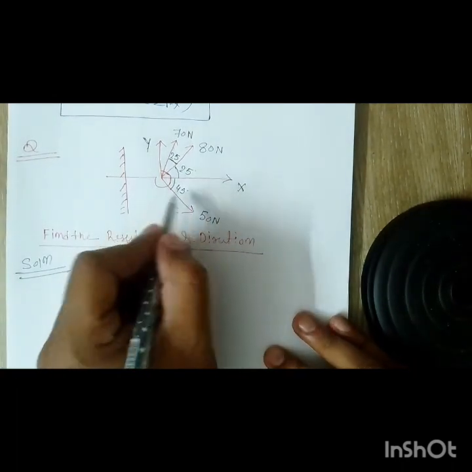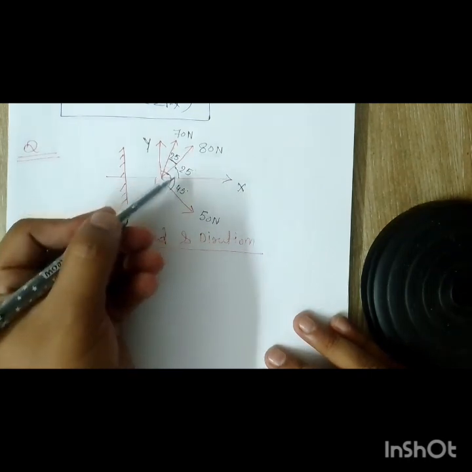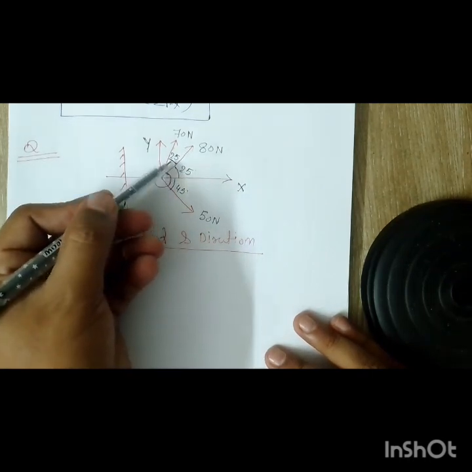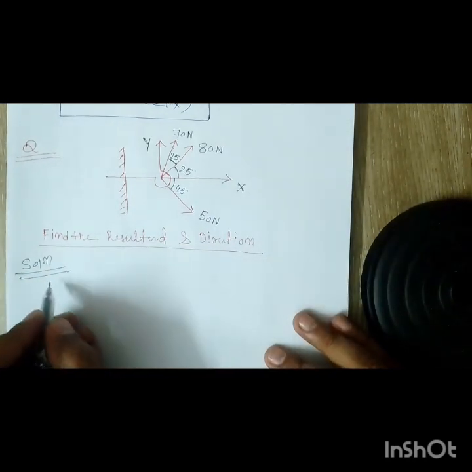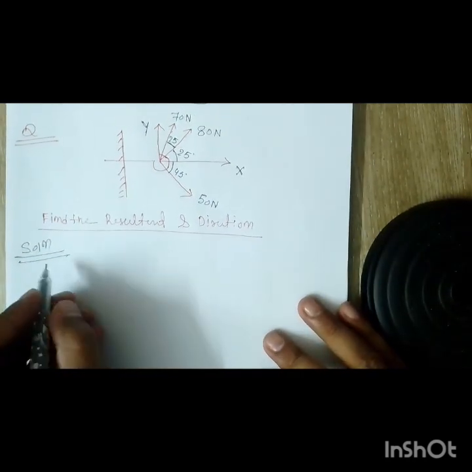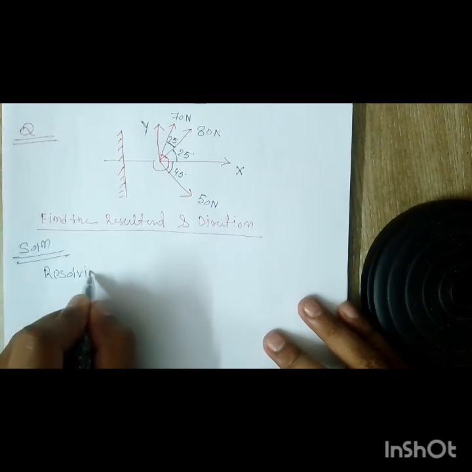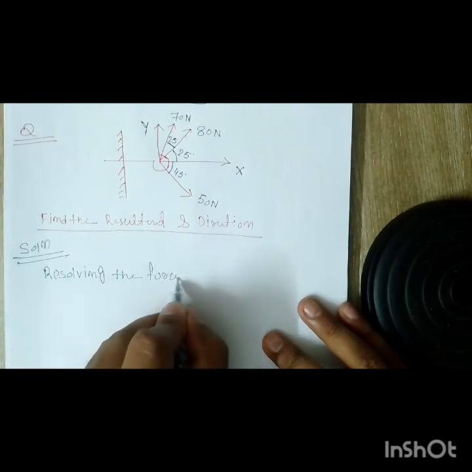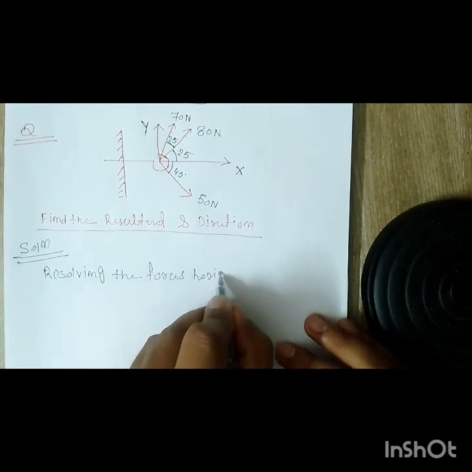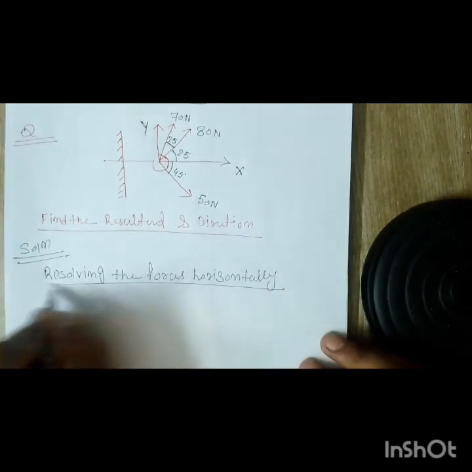First you have three forces: 80 Newton, 70 Newton and 50 Newton. These three forces are inclined at 25, 25 and 45 degrees. So we need to resolve the forces. We can say resolving the forces horizontally, right?